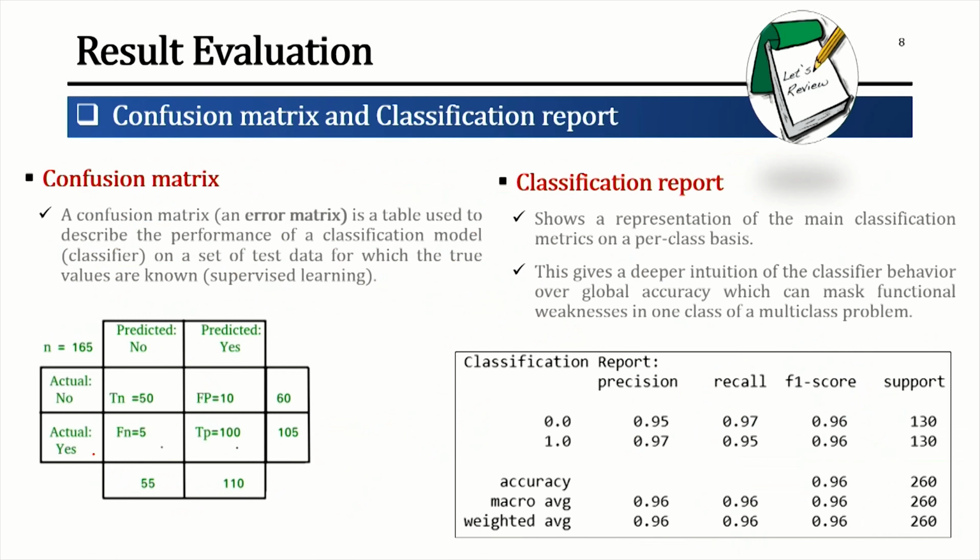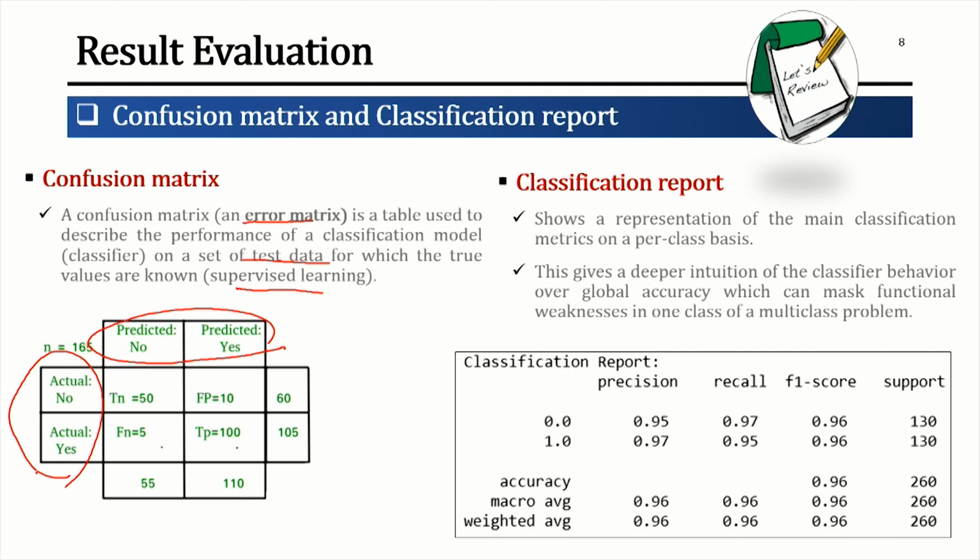And next we have the confusion matrix. It is also known as the error matrix. It is a table used to describe the performance of a classification model, what we call a classifier, on a set of test data for which the true values are known, as in supervised learning. So this represents the prediction value from our model. This represents the actual values.